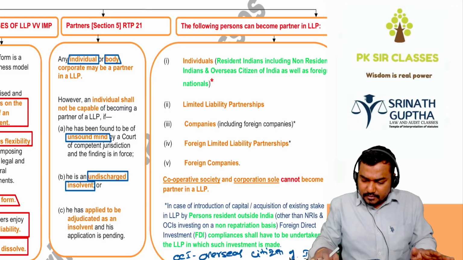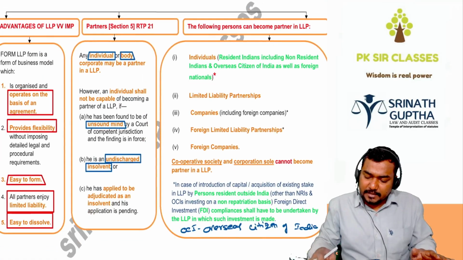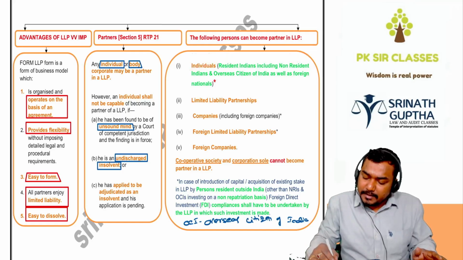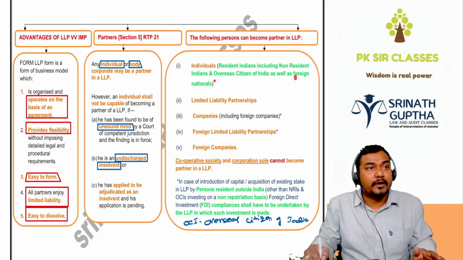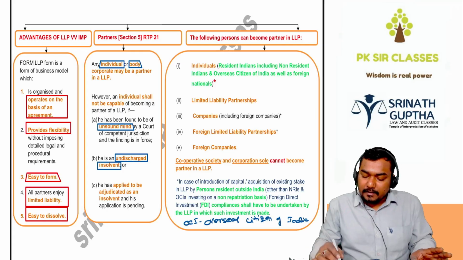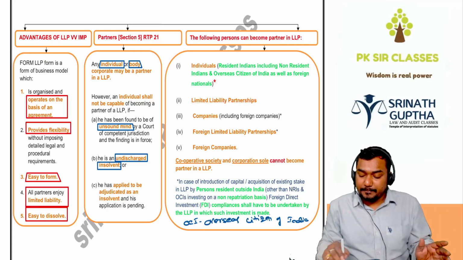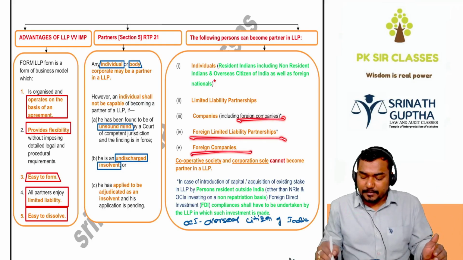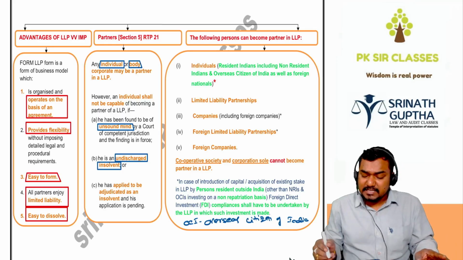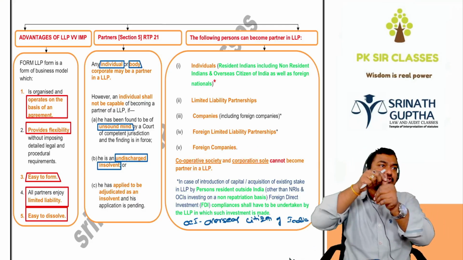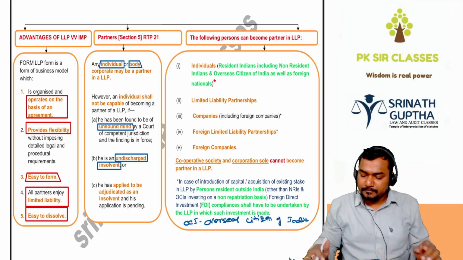Next, the following persons can become partners of the LLP. An individual can become a partner. The individual may be a resident or non-resident, even an overseas citizen of India as well as a foreign national. And even an LLP can become a partner in another LLP. A company can become a member partner in the LLP, including a foreign company. Foreign LLPs and foreign companies can also become partners, but not a cooperative society, and not a corporation as a whole. So who can become partners: Indian company, foreign company, Indian LLP, foreign LLP, individual, but not a cooperative society, and not a corporation as a whole.